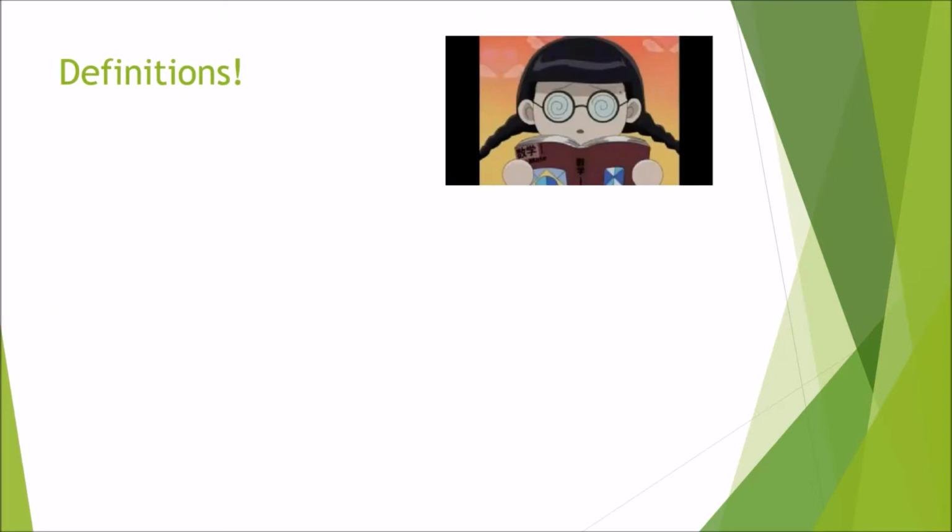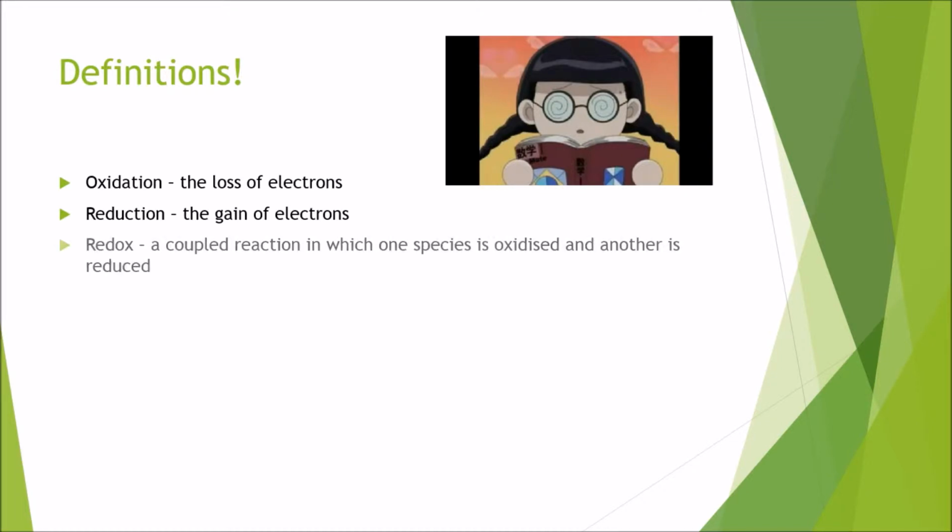So here's a few definitions to start us off with. Oxidation is the loss of electrons, and reduction is the gain of electrons. As you're all probably aware, there's a little mnemonic to help you remember this, and that's OIL RIG. OIL RIG stands for oxidation is loss, reduction is gain. And as you know, we're talking in terms of electrons.